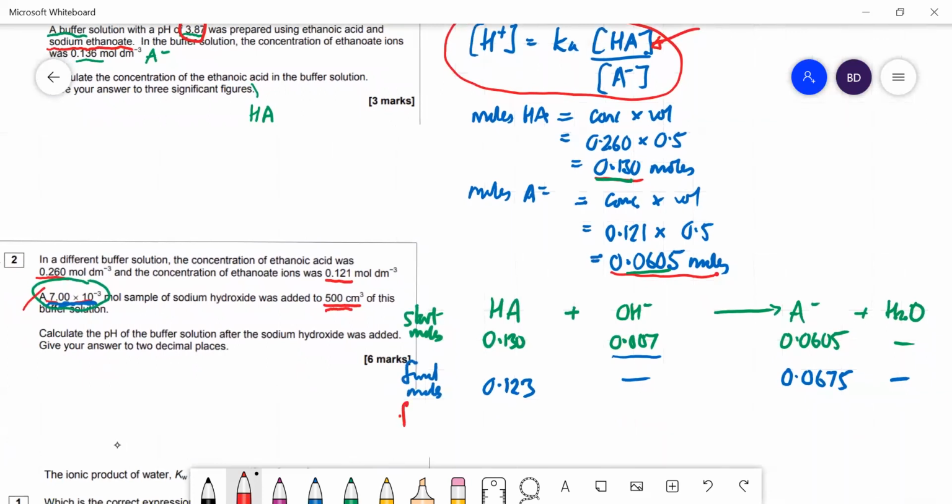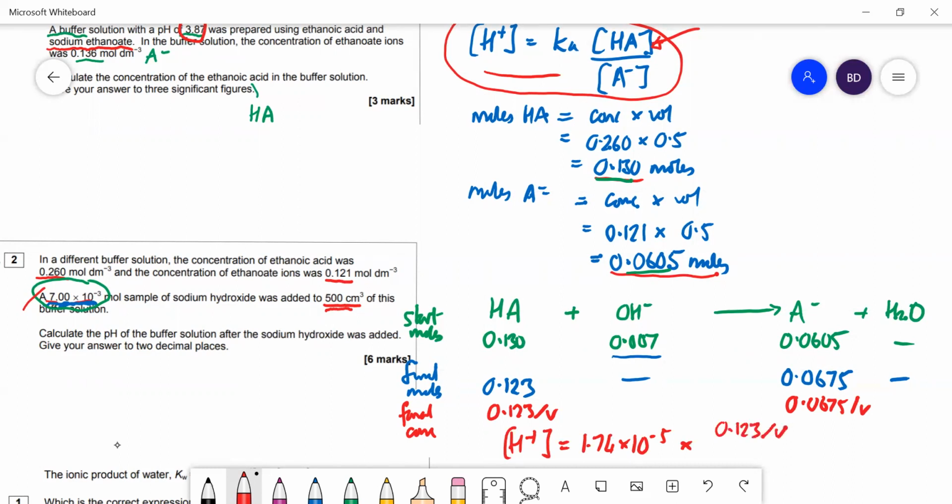So final concentration is 0.123 over V, and 0.0675 over V. Let's put our numbers into this equation here. So we've got H plus is equal to Ka, which they told us is 1.74 times 10 to the minus 5, multiplied by the concentration of HA, 0.123 over V, divided by the concentration of A minus, 0.0675 over V. What's going to happen to those V's? They're both in the same volume, so they cancel out. And in a buffer solution, those V's will always cancel out because they've got to be in the same volume, because they're in the same solution.